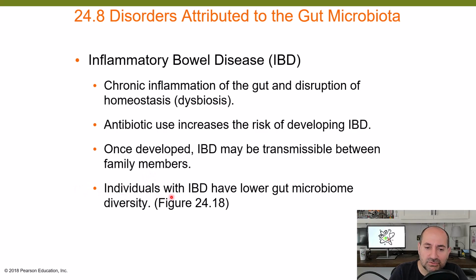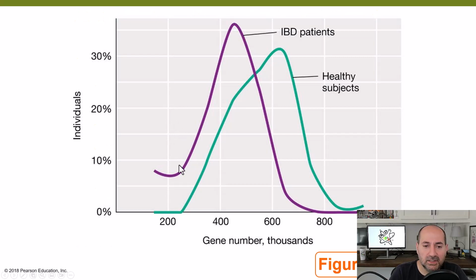Now, individuals with IBD have a lower gut microbiome diversity. You can see that here. Here we have plotted individuals on the y-axis and gene number in the thousands on the x-axis. Think about gene number as the larger the gene number, the more diverse the microbial population. So in healthy people, you have a huge gene number. You have a large amount of genes that make up the gut microbiome.